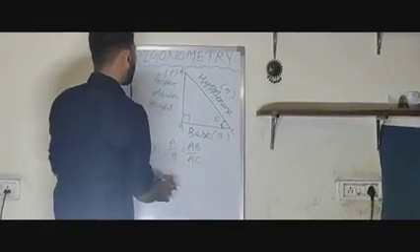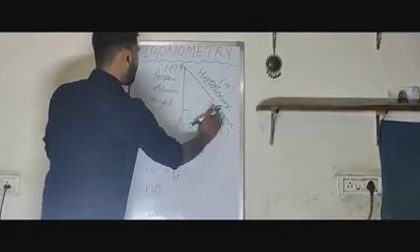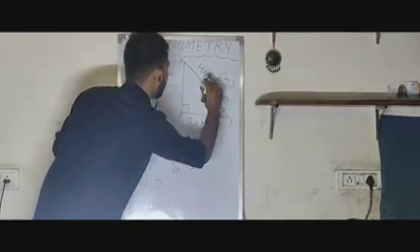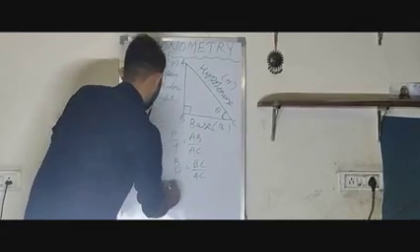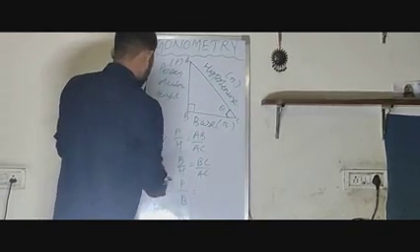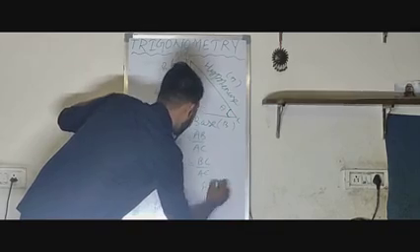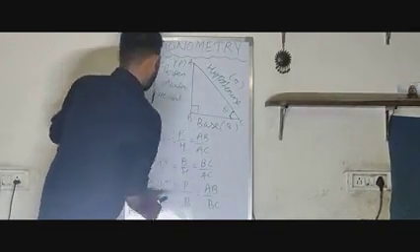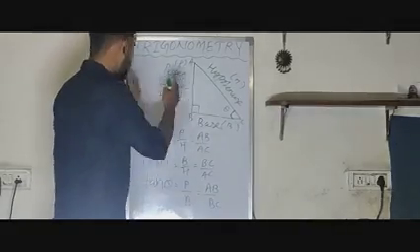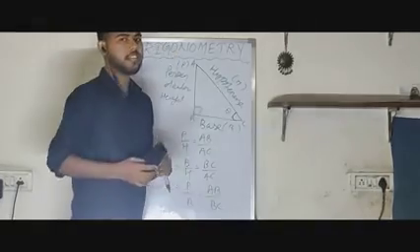What is cos theta? Cos theta is B by H, base by hypotenuse. B is BC, and hypotenuse is AC. And tan theta is equal to P by B, where P, the perpendicular, is AB and B is BC. These are the three main identity ratios that you have to remember, and by using these three identities you can find the formulas for the other three identities.